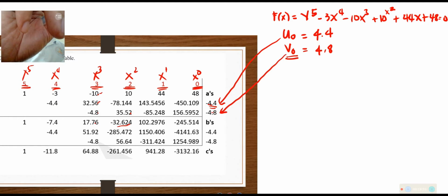Then it is delayed, so we will be getting the value here: 17.76 times negative 4.8, that is negative 85.248. We add 44 plus 143 plus negative 85, that will give you 102.2976. Then negative 102.2976 times negative 4.4 will give you negative 450.109. Again, delayed by 1, so 32.624 times negative 4.8 will give you 156.5952. Add 48 plus negative 450.109 plus 156, that will give you negative 245.514.